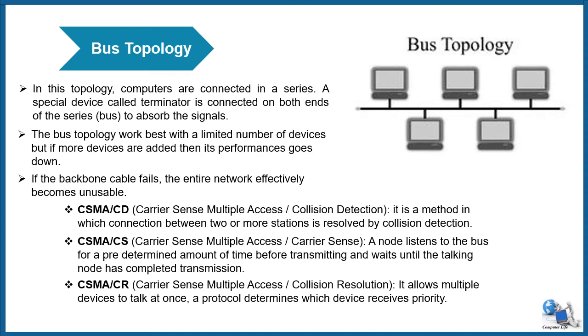So all the devices work in the same time period, and they can just give priority to which one has to go first and which one next. So due to CD, CS, CR, the collision problem is resolved in bus topology. The next topology is ring topology.